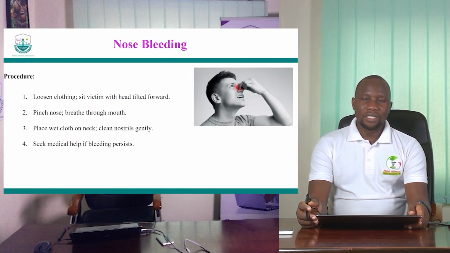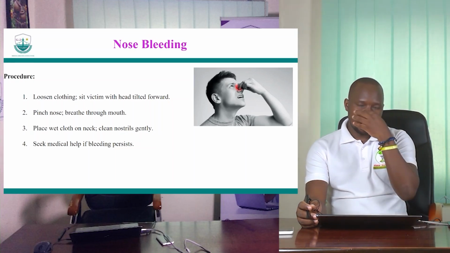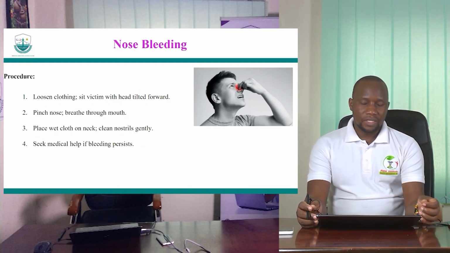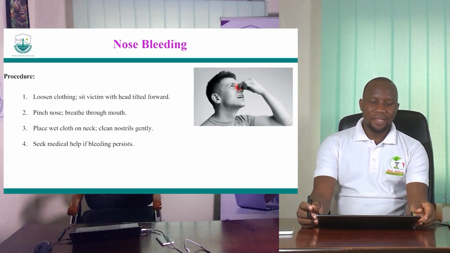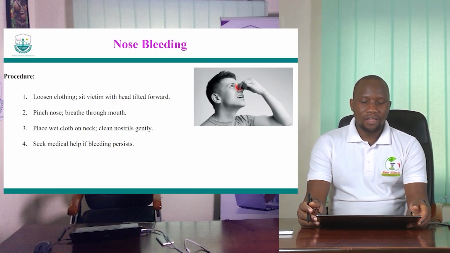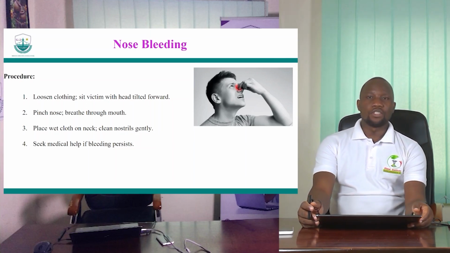That's very important. You could be playing around and then someone knocks on your nose and then you get what you call nose bleeding. What do you do? Loosen the clothes, sit the person with the head tilted forward, and then pinch the nose while the person is bleeding via the mouth. Pinching just this part here, such that the bleeding stops. If it doesn't, then you need to go to the health facility for evaluation.